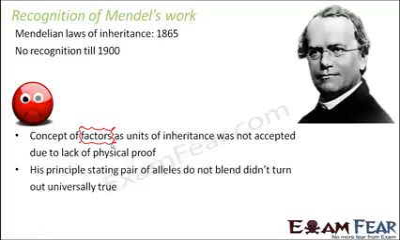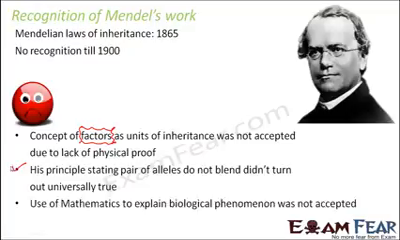His principle that the pair of alleles do not blend didn't turn out to be universally true. He gave his concept that alleles stay together but never blend with each other. So according to Mendel, complete dominance would always be observed. But later on, other experiments showed that if a white flower was crossed with a red flower, a pink flower was obtained, which showed that in some way the alleles were blending with each other. The red and white colors were blending to give an intermediate phenotype. So to some extent, it was a kind of failure of Mendel's law of segregation and the law of dominance.